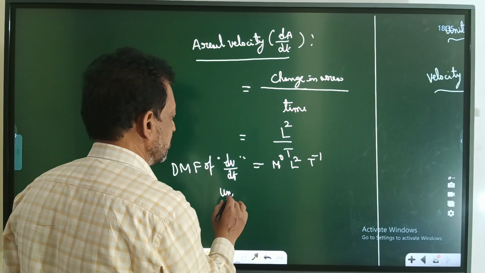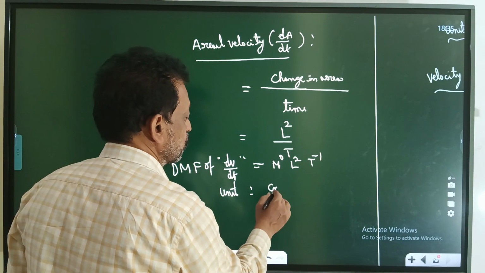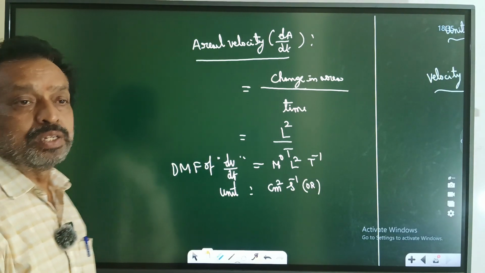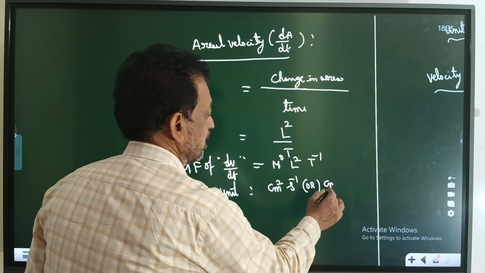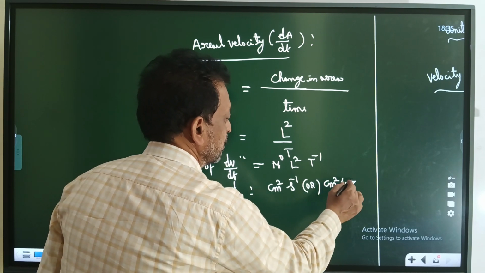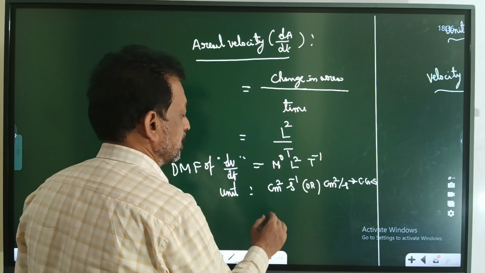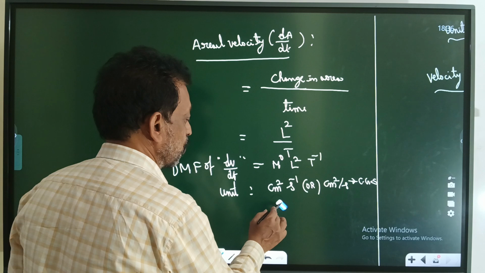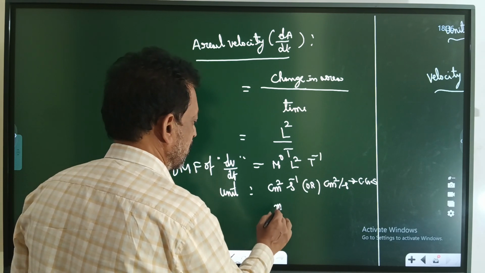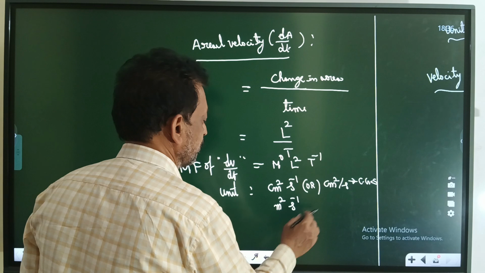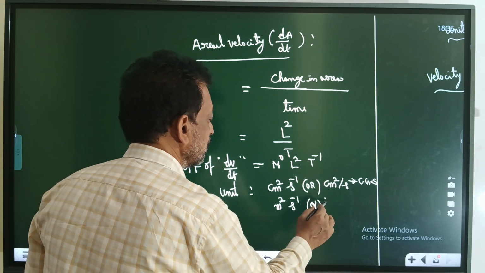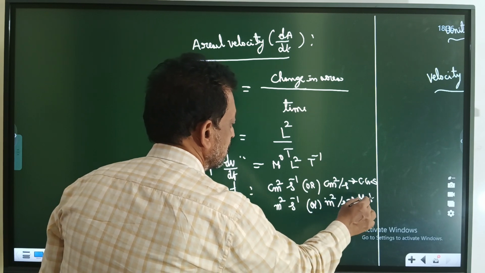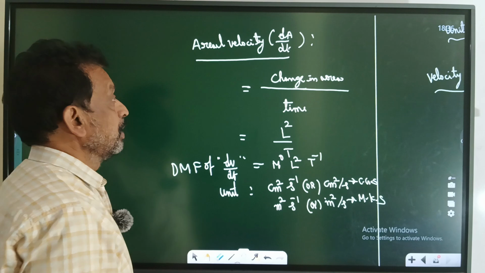So the unit, basic unit only: centimeter square, second raised to minus 1, or centimeter square per second, because that is the CGS system. In the MKS system, meter square, second raised to minus 1, so you can write meter square per second in MKS. That's all. Now we call it areal velocity.